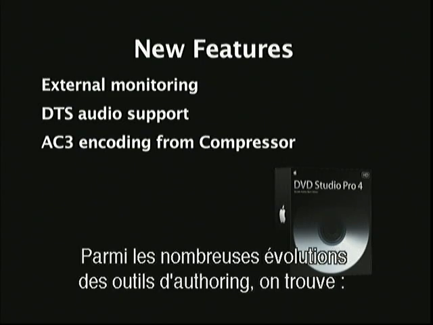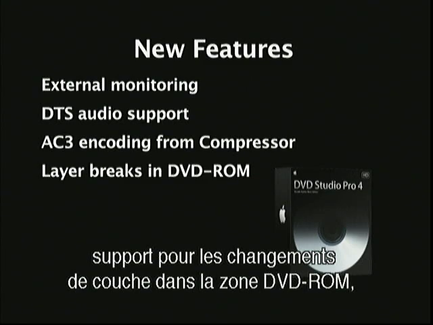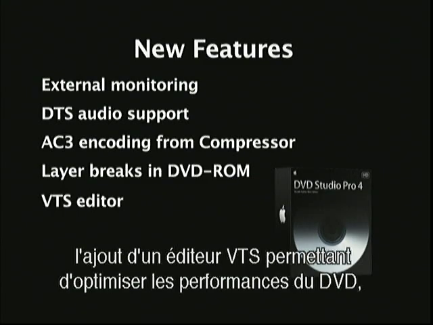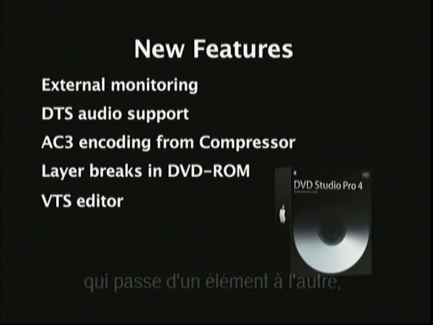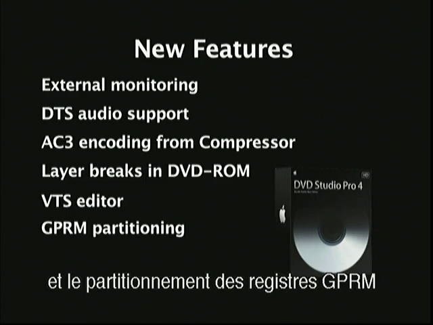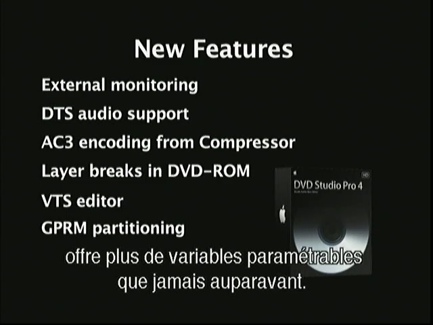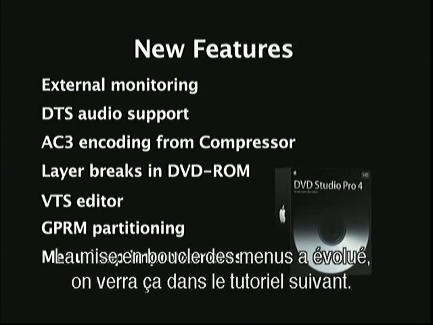Among the many improvements to authoring tools are support for dual layer breaks in the DVD-ROM area, the addition of a VTS editor enabling users to fine-tune the performance of the DVD as it jumps from one element to another, and partitioning of GPRM registers provides many more user-defined variables than previously possible. Menu looping has also been enhanced, as we'll see during the next tutorial.